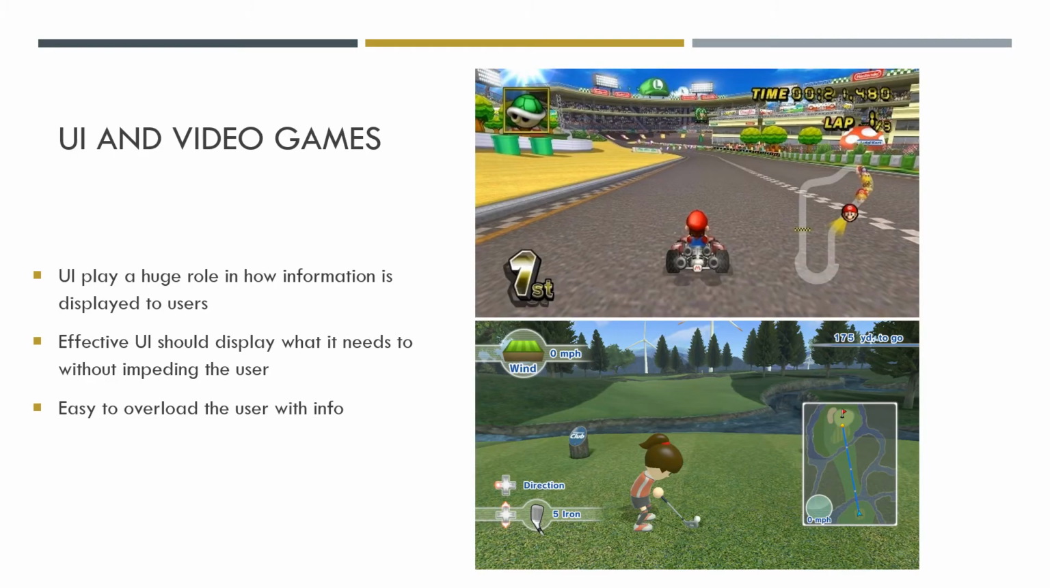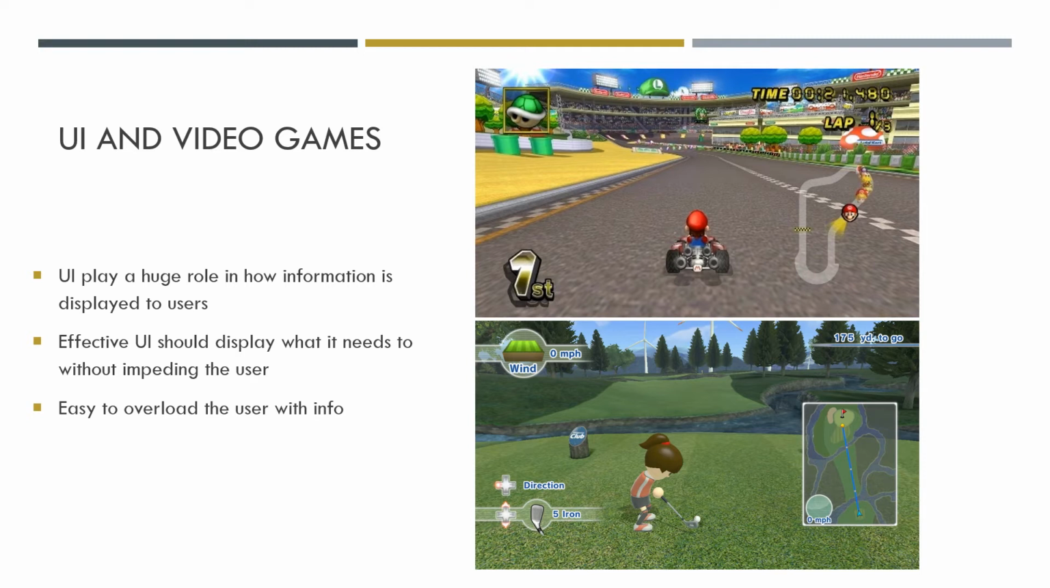Obviously, video games are one of the ways that people interact with computers most frequently. At least right now, when we're all in quarantine, we're all playing video games. We have some free time, hopefully staying inside. But UIs play a huge role in how information is displayed to users, because if you have no user interface, there are things the player is not going to know at all about the game. It has to be displayed through some other means, like a UI.